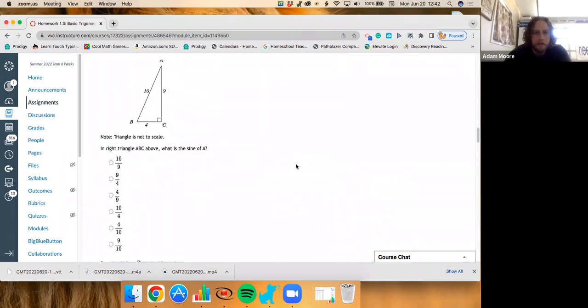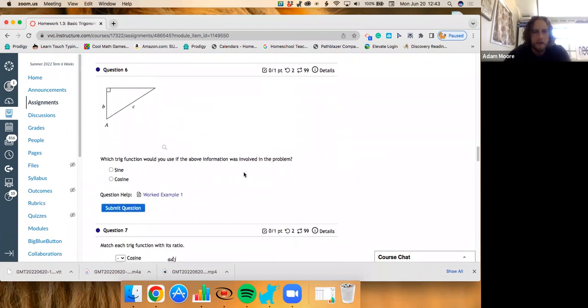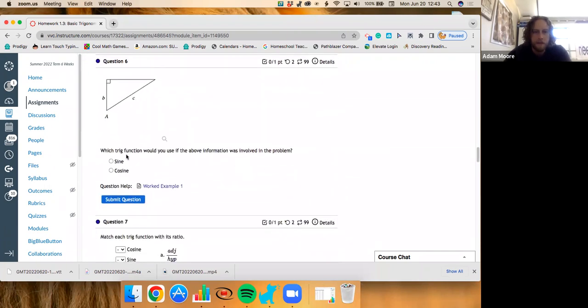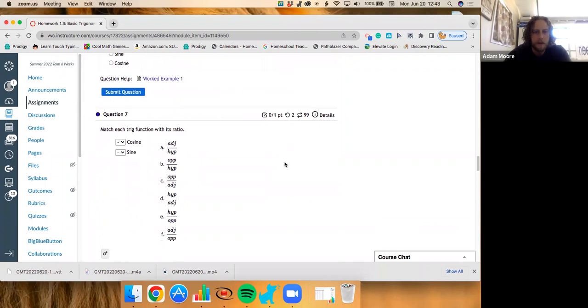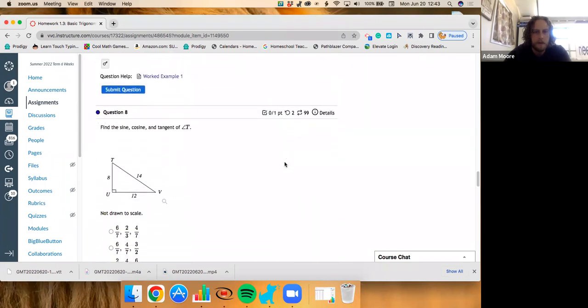Number 5. We got 3 sides given. What's the sine of A? That's like that other one we did before. Here's side A, label it up, and then figure out sine by SOH CAH TOA. That's going to be opposite over hypotenuse again. Don't feel like you have to remember that, just look it up in SOH CAH TOA again. Sine ratio is opposite over hypotenuse. It's 4 over 10, and then wham. Same kind of thing. Which trig function would you use? We did one like that already. And then another one of these.